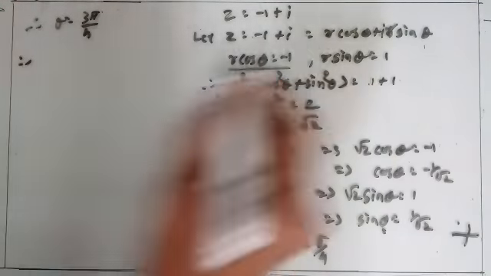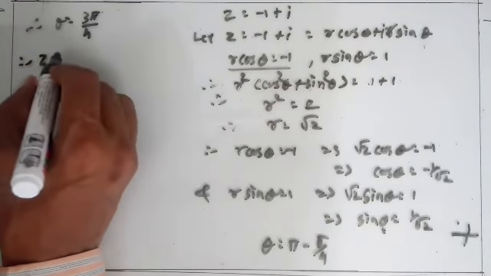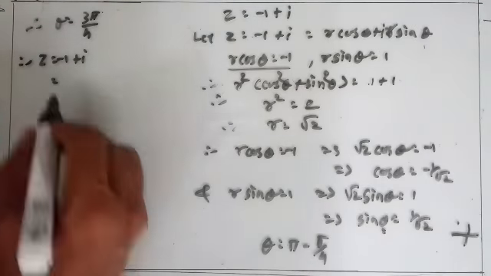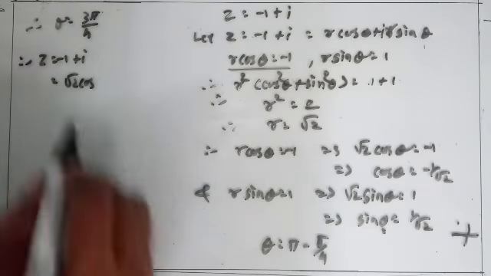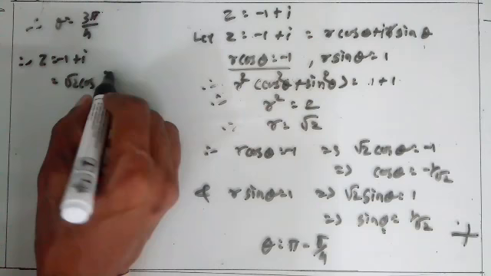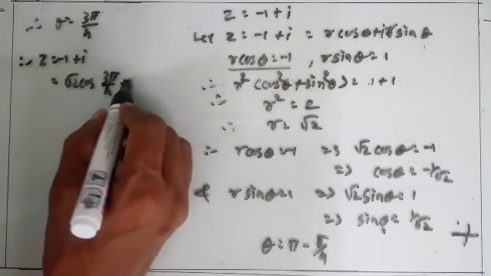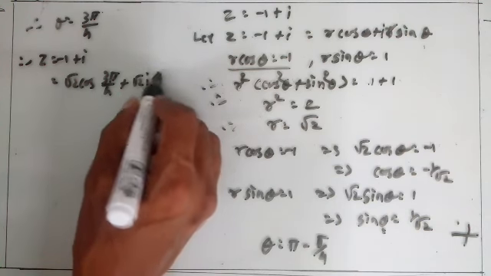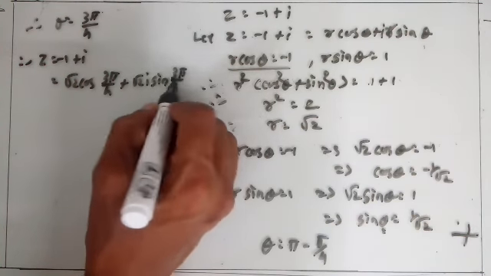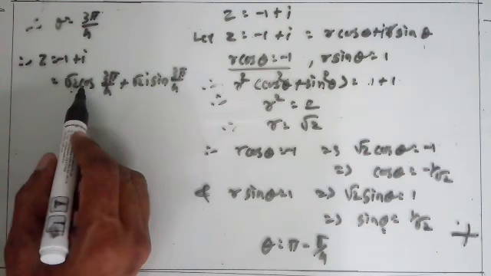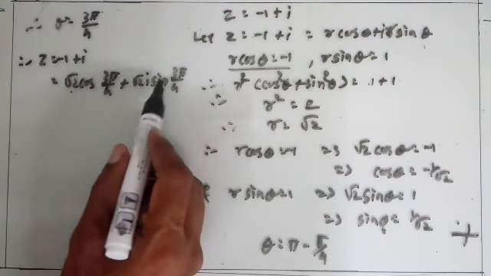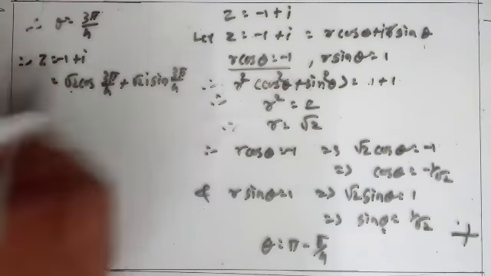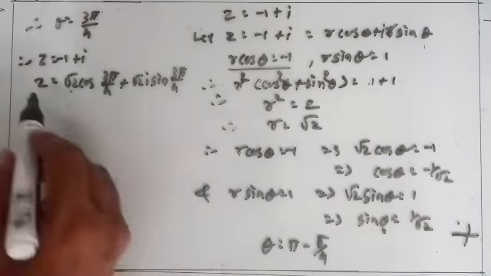So the polar form of this complex number z, minus 1 plus i, is equal to r, where the value of r is root 2, cos theta with theta equal to 3 pi upon 4, plus i root 2 sin theta with theta equal to 3 pi upon 4. Clear? So root 2 cos 3 pi upon 4 plus root 2 i sin 3 pi upon 4 is the polar form. Taking root 2 common and writing the same, we get the polar form.